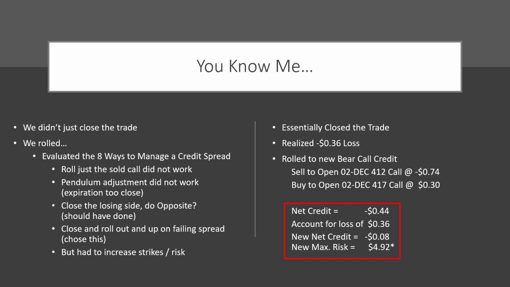So the new max credit for 10 days out in time is 8 cents, trying to convert a loser to a winner, but having to go out further in time and increase the strike differences. And our new max risk now is $4.92, a little bit less than 3 times the original $1.76 at risk for the Iron Condor.